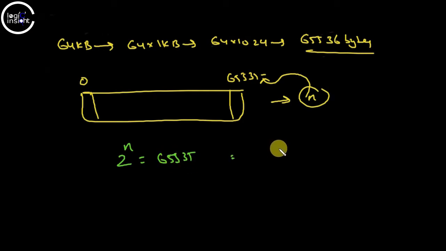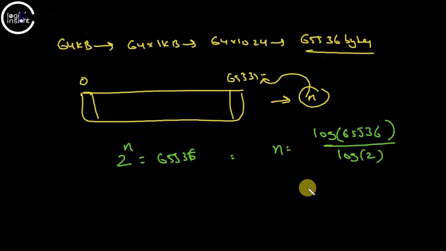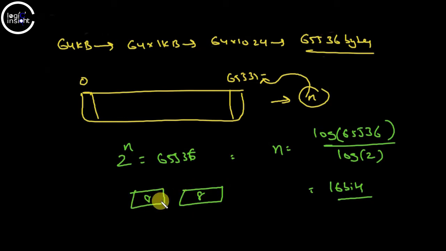Apply log on both sides, then I'll get n equal to log of 65,536 by log 2. Now if we calculate the value, 16 bits, so here the address lines we require is 16 bits, so the pointer size will be 2 bytes.